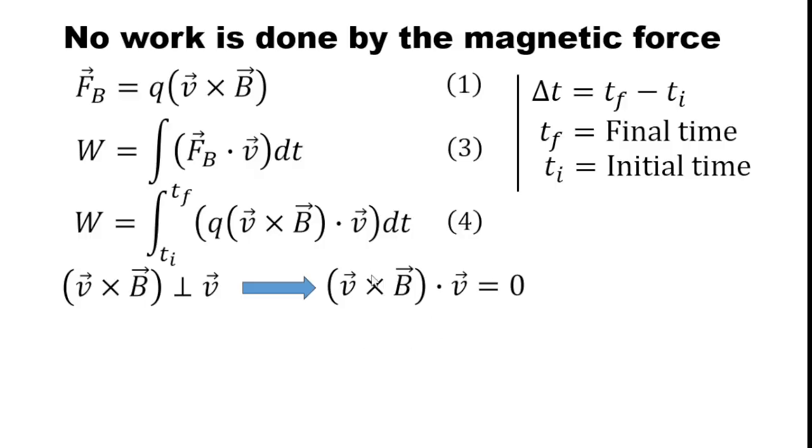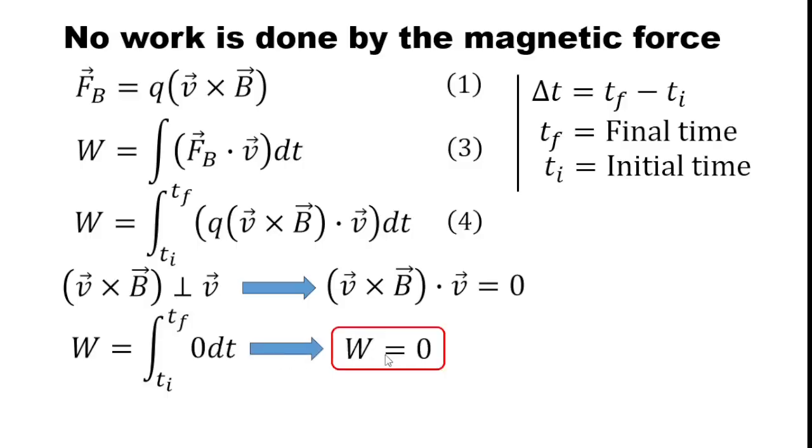And putting back this value in this integral given in equation 4, we have this expression, and as we see, the integral on the right hand side, its integrand is 0. Therefore, this total work done by the magnetic force is equal to 0. This shows that the magnetic force performs no mechanical work.